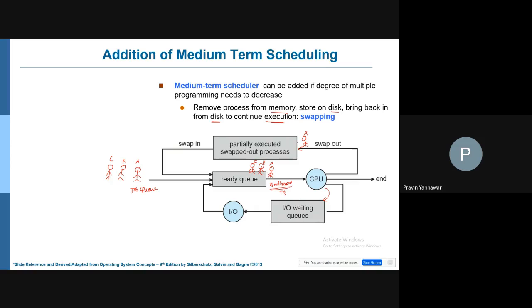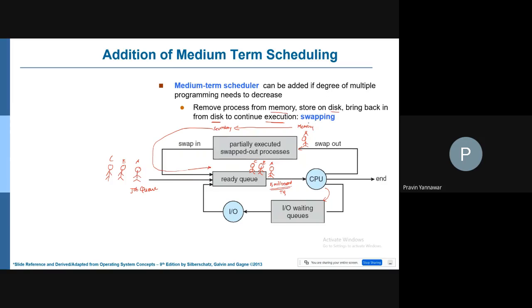Once you have shifted it from the CPU to memory, since it is partially executed, it will go to secondary storage. Again it is brought back into the ready queue. So for the next 5 milliseconds the CPU is holding B, then for the next 5 milliseconds the CPU is holding C. A and B are moved from memory to the disk, and again from disk they are taken back to the ready queue for execution.